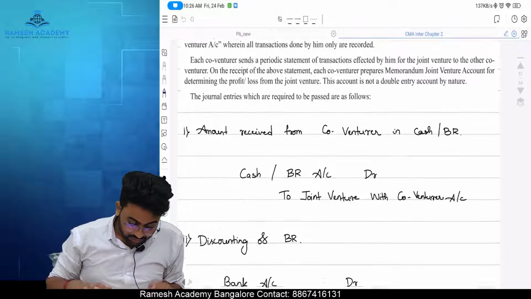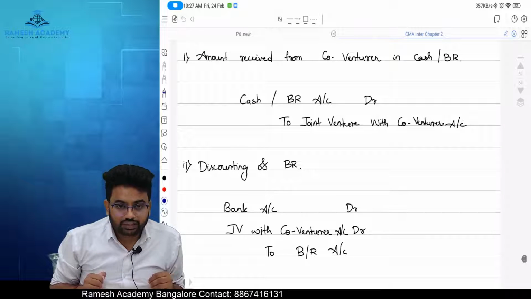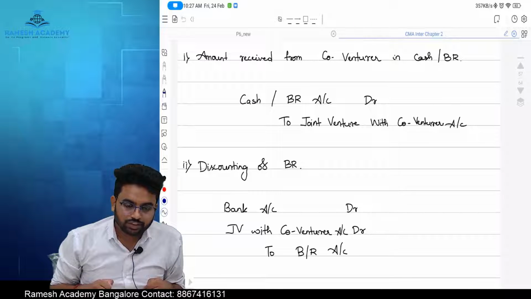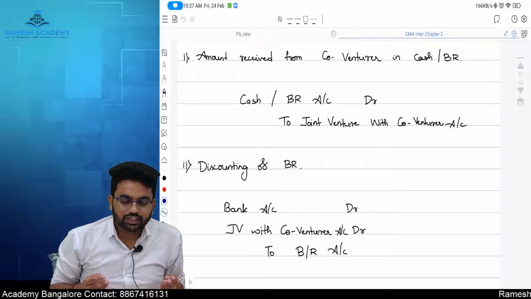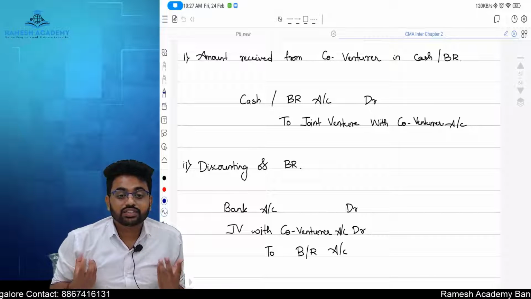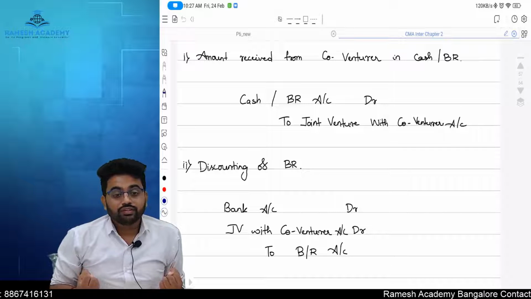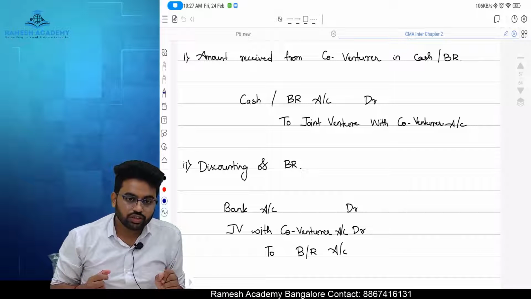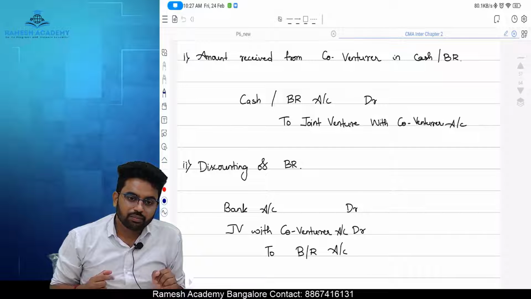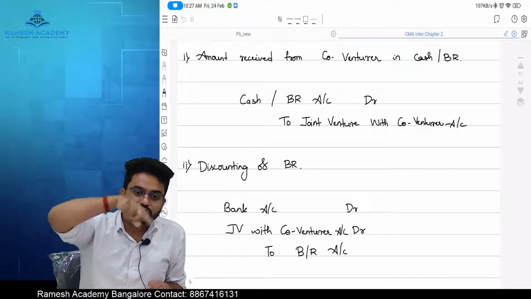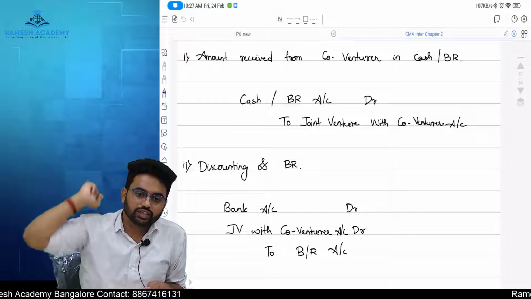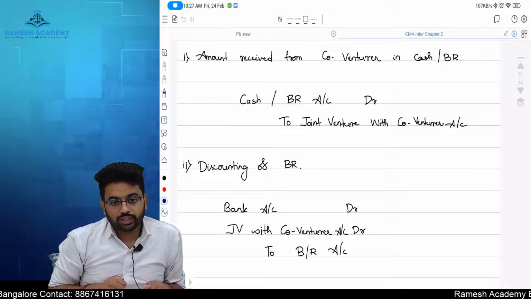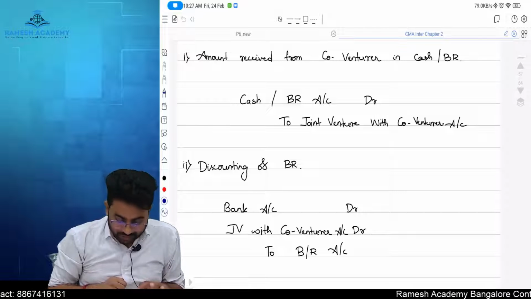Fine. Next one is, if we discount that particular bills receivable, there will be a discount. Discount is nothing but an expense. Expense of what? Expense relating to the joint venture. So what we will do, we will debit the joint venture with co-venturer account for the discount portion. So usually for discounting, what will be the entry? Bank account debit, discount account debit to bills receivable. Here instead of discount account, we are going to replace it with joint venture with co-venturer account. So the entry will be bank account debit, joint venture with co-venturer account debit to bills receivable account.